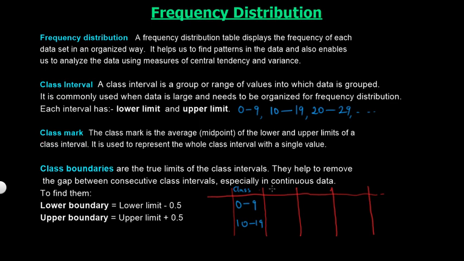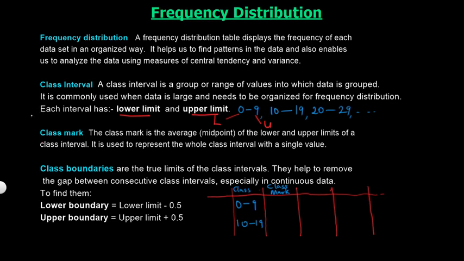Then the next is what we call the class mark. Class mark. It is the midpoint of your class interval. Every class interval always has the lower limit and the upper limit. The lower limit is the beginning of the class interval, while the upper limit is the end of the class interval. So each class interval has a lower and upper limit.